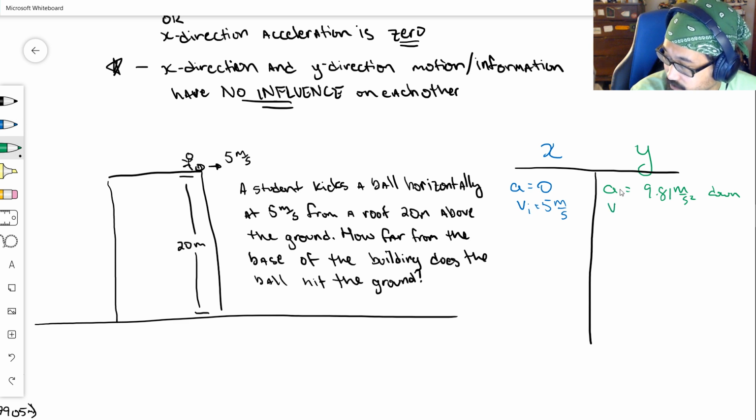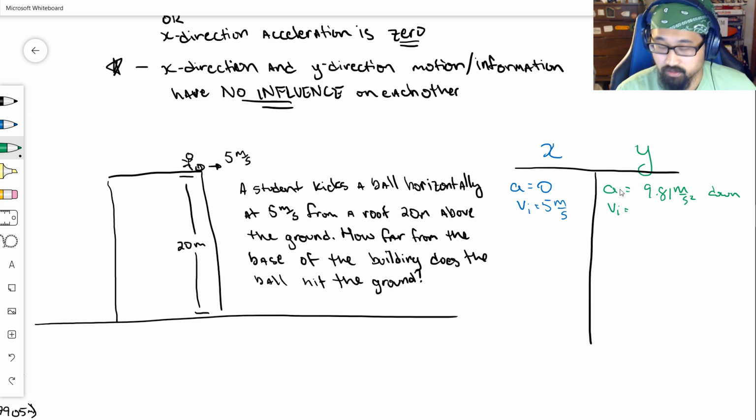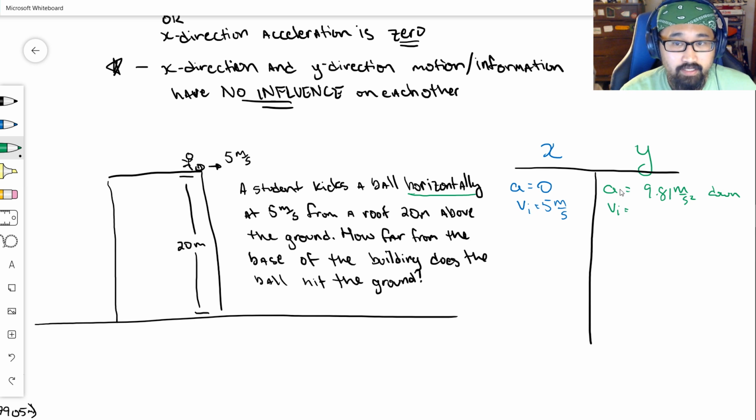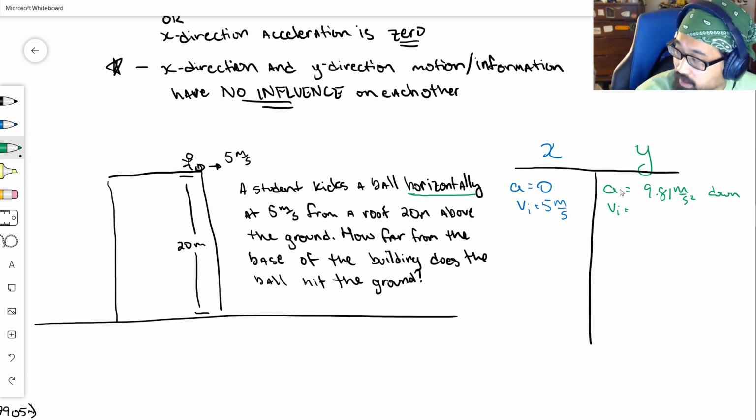Now, what is the initial velocity in the y direction? If everything is horizontal to start, then nothing is vertical, because of the word horizontally. Because of that word, that tells me that in the y direction, I have not kicked the ball up, nor have I kicked the ball downwards. I've kicked it straight across. And because of that, I know that the initial velocity in the y direction is 0.